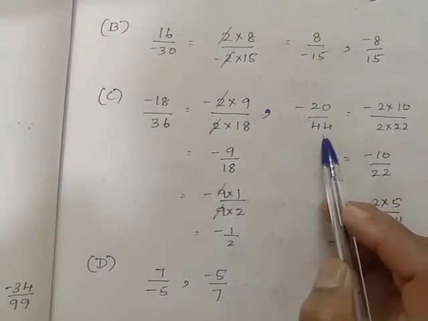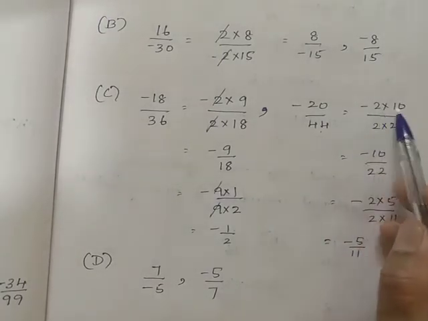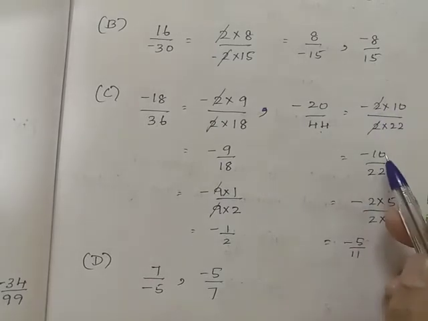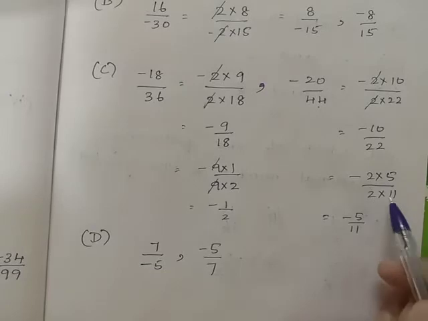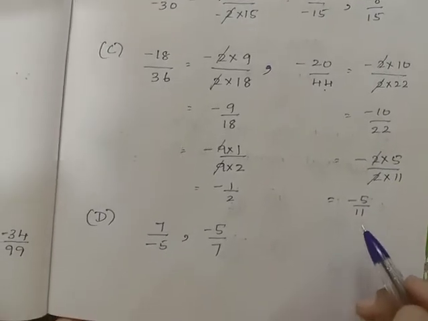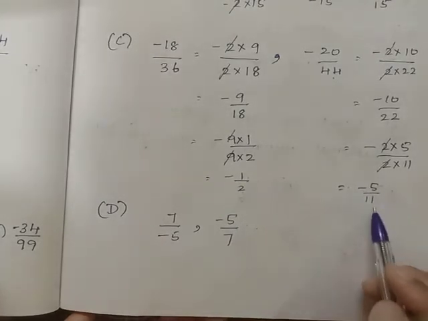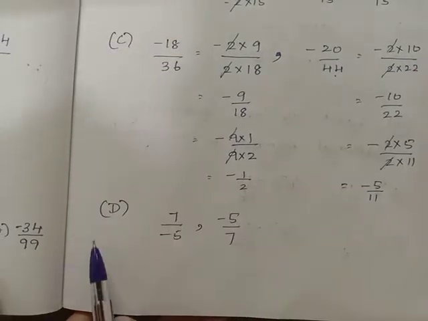Minus 20 by 44, it is not in the standard form. We'll bring this to the standard form. Minus 2 into 10 divided by 2 into 22. 2 gets cancelled. Minus 10 divided by 22. So, once again, 2 into 5, 2 into 11. 2 gets cancelled. Answer is minus 5 by 11. First answer is minus 1 by 2. Second one is minus 5 by 11. They are not equal. The answers are different.